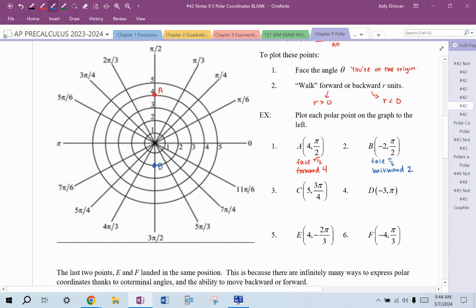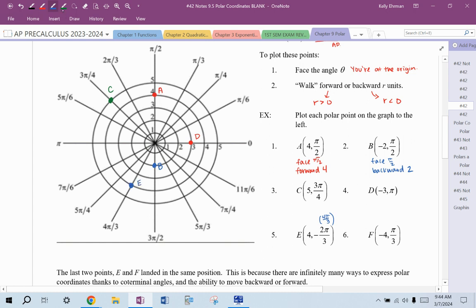Face 3 pi over 4, so I can see that's in quadrant 2 here, and walk forward 5 units. So 1, 2, 3, 4, 5. That should put me right here for point C. Point D is face pi, and then walk backward 3 units. So this is point D. Point E, face negative 2 pi over 3. Now, where is that? Negative 2 pi over 3 is the same as face 4 pi over 3. So we're thinking about coterminal angles here. So if I'm facing negative 2 pi over 3, I'm really on the 4 pi over 3 line. And then I'm going to walk forward 1, 2, 3, 4 units. So that's point E.